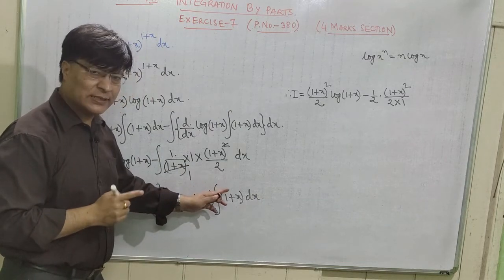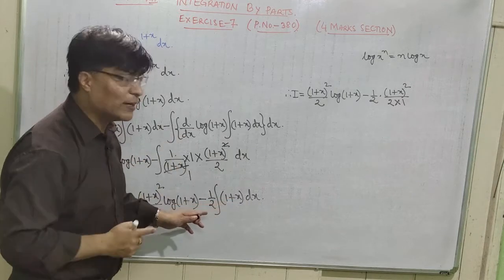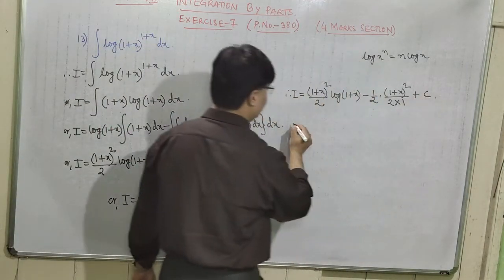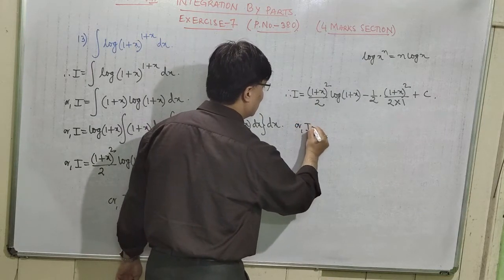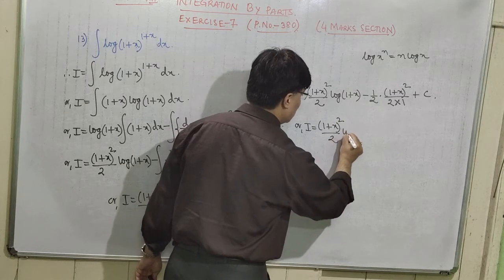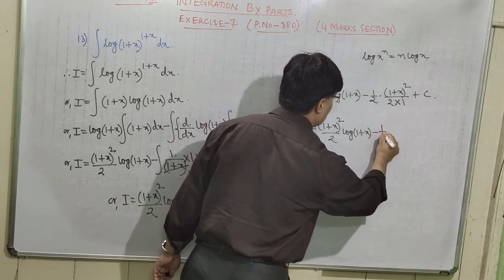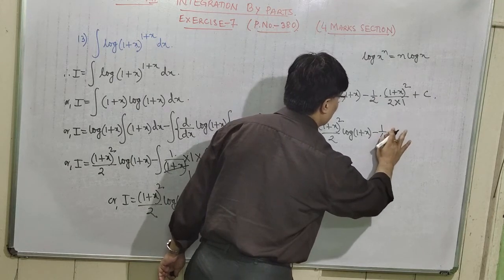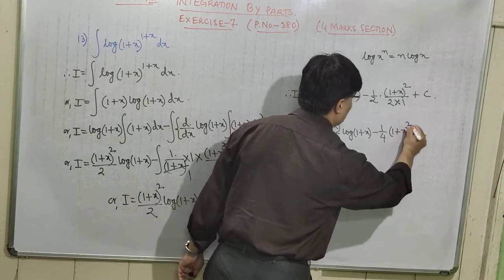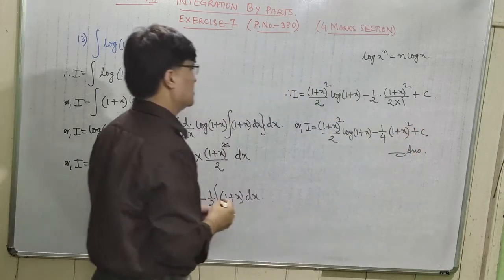1 plus x is again differentiated with respect to x, that is 1. So it should be dividing by 1. Okay, so plus c is there. What is the final answer? I is equal to (1 plus x) whole square divided by 2, into log of 1 plus x, minus 1/4 into (1 plus x) whole square, plus c. So this is the final answer.